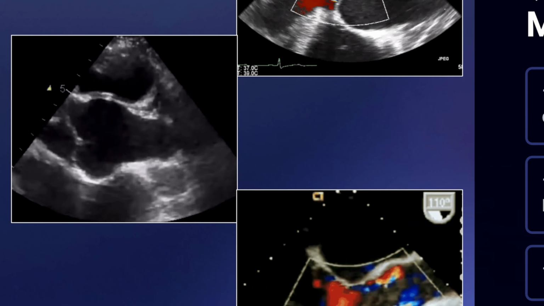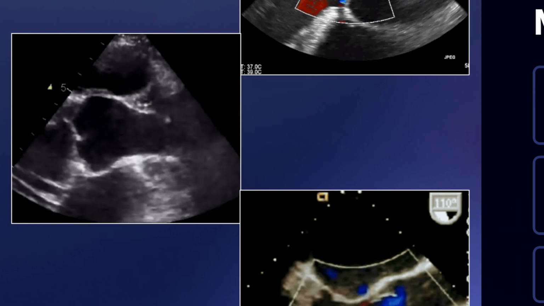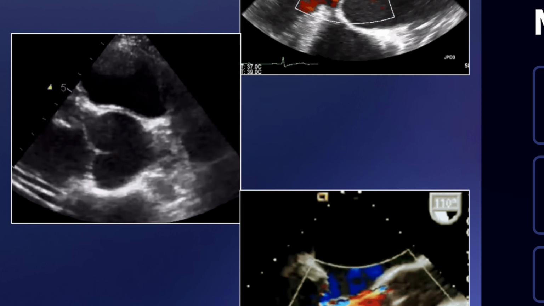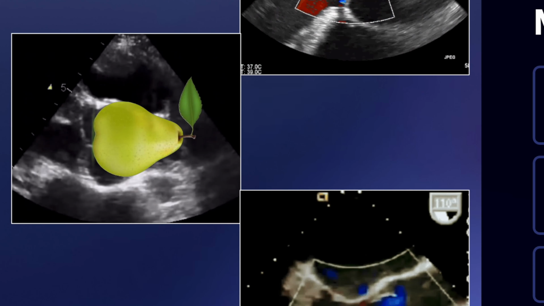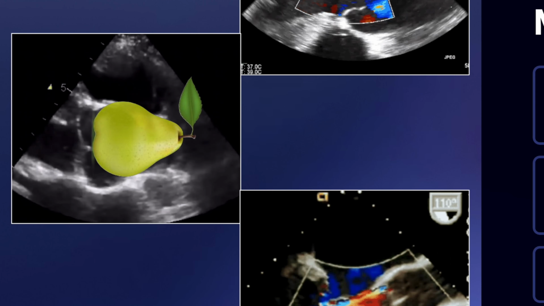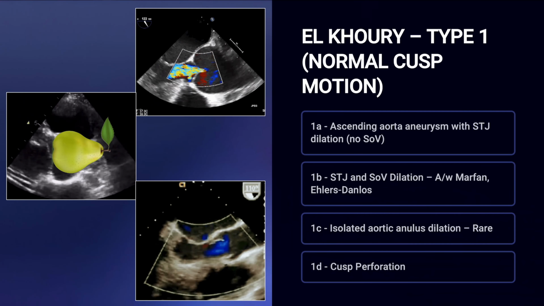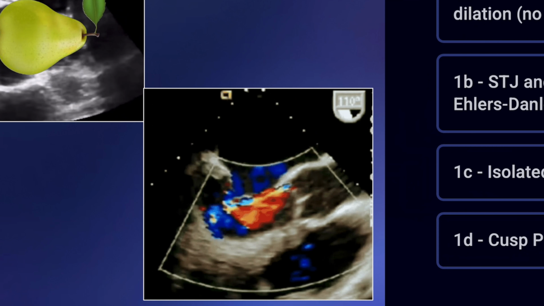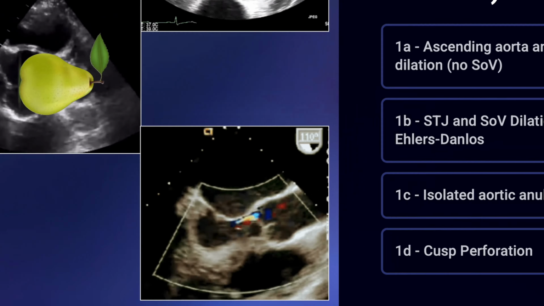1B is when you have dilation of the STJ and the sinus of Valsalva, which can be associated with Marfan and Ehlers-Danlos. Remember, Marfan's is associated with this pear-shaped aorta that just looks similar in structure. You can also have isolated aortic annulus dilation. And then finally, 1D is where you have normal cusp motion, but you have a cusp perforation causing aortic insufficiency.